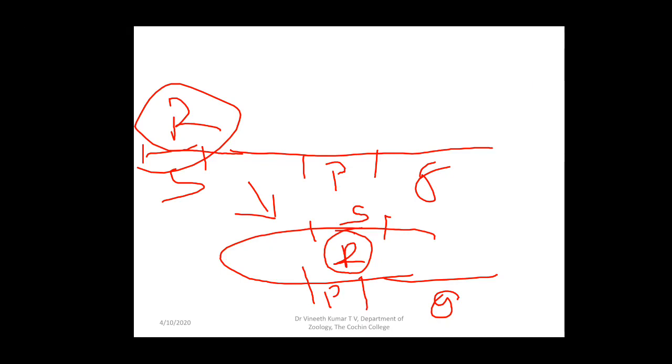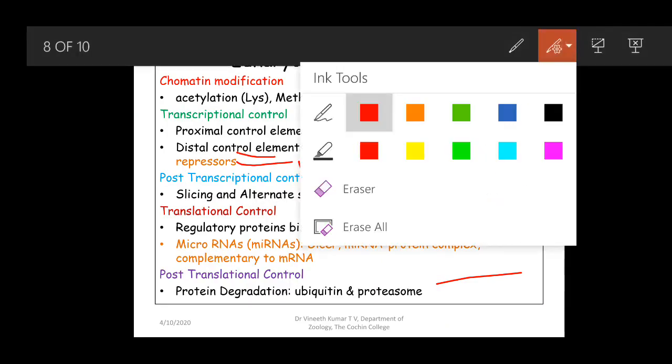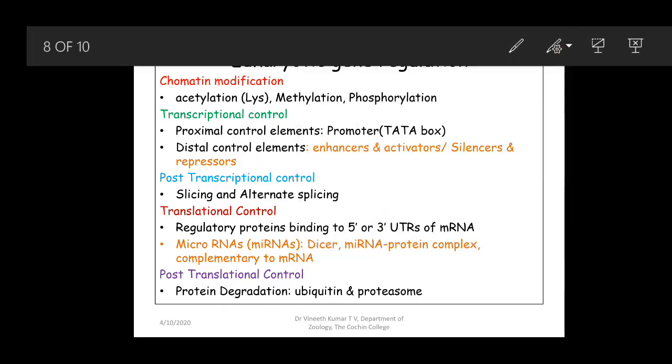The enhancer element, the silencer, the activator, the repressor, such things are usually asked as 1-mark questions. Now that was about transcriptional control. We talked about proximal as well as distal. Next is post-transcriptional control. How can you control the expression of a gene after it has been transcribed? That is what is called post-transcriptional control.